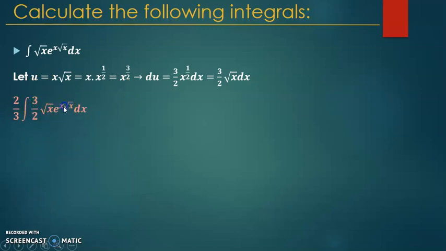Now, this becomes e power u, and 3 over 2 radical x dx is just du. The integral of this again is e power u, and then you replace u by x radical x, so you get this answer.